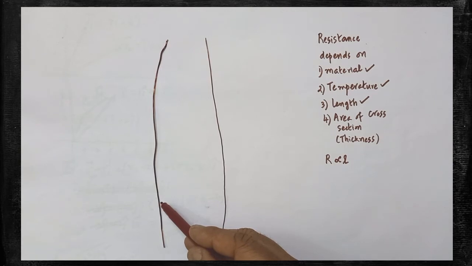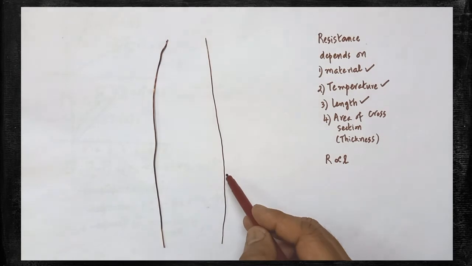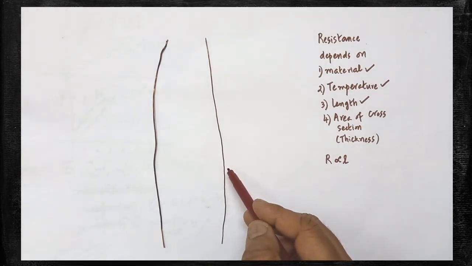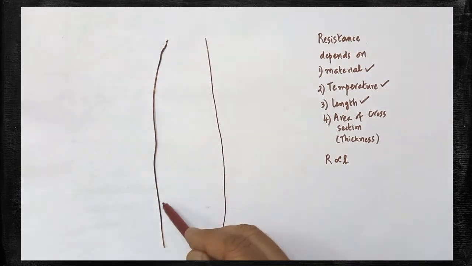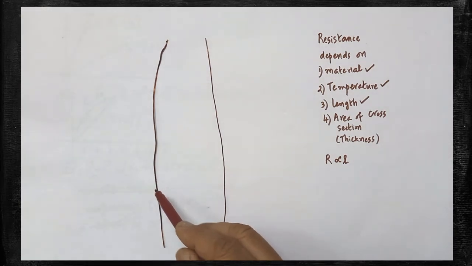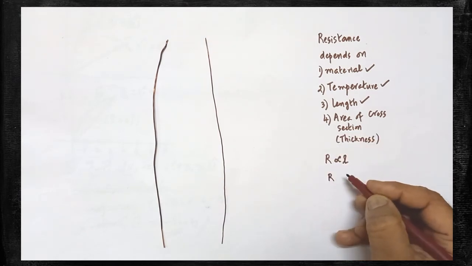Thick wire, its area of cross section is more. When current passes through this wire, this one will offer less resistance. Thick wire will offer less resistance. Thin wire will offer greater resistance. Are you clear? So when current passes through the thin wire, the resistance will be more. When the current passes through the thick wire, resistance will be less. Therefore, the fourth parameter is area of cross section.